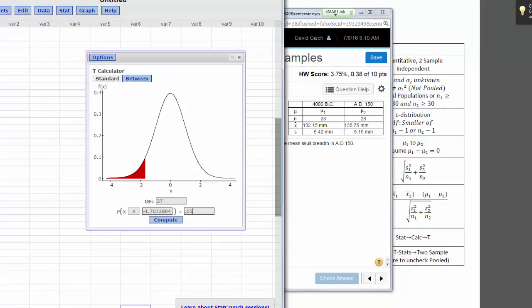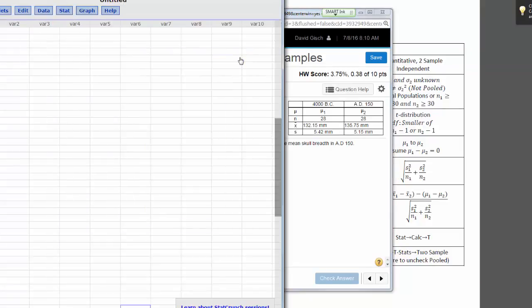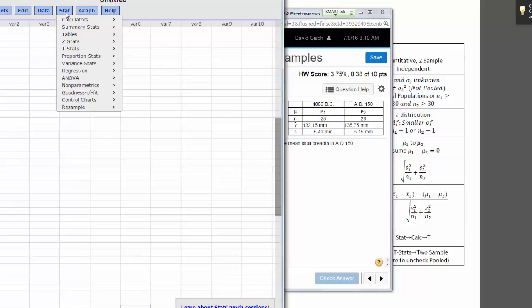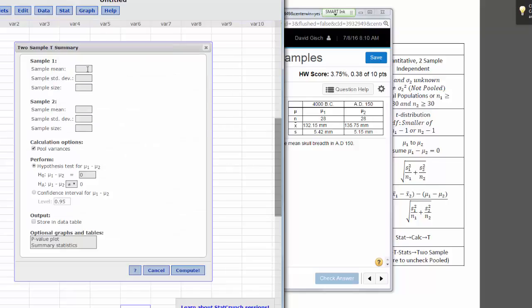So we're going to get that over there, get this here, that way we can see that table of data. Stats, T-stats, 2 samples with summary. There we go. So 132.15, 5.42. Sample size was 28. Sample mean here is 135.75.